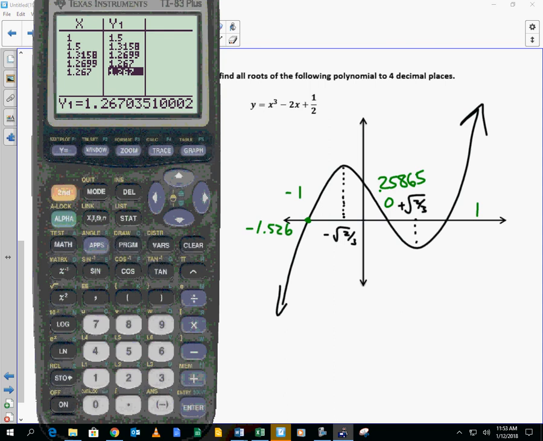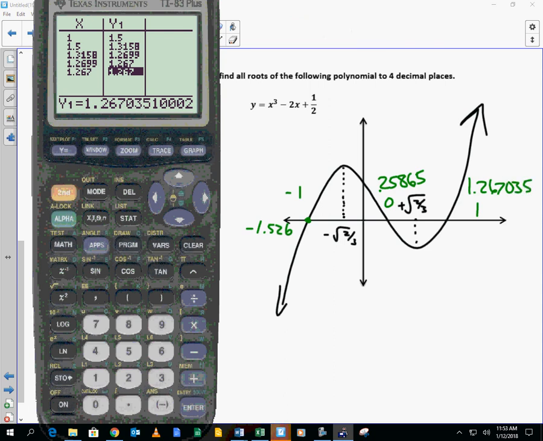Now, I typed in 1.267, but you can see if you actually highlight this, it's 1.267035. So when you highlight that, it can give you a little bit more of a decimal, 1.267035. And you can see that you come up with some good values.